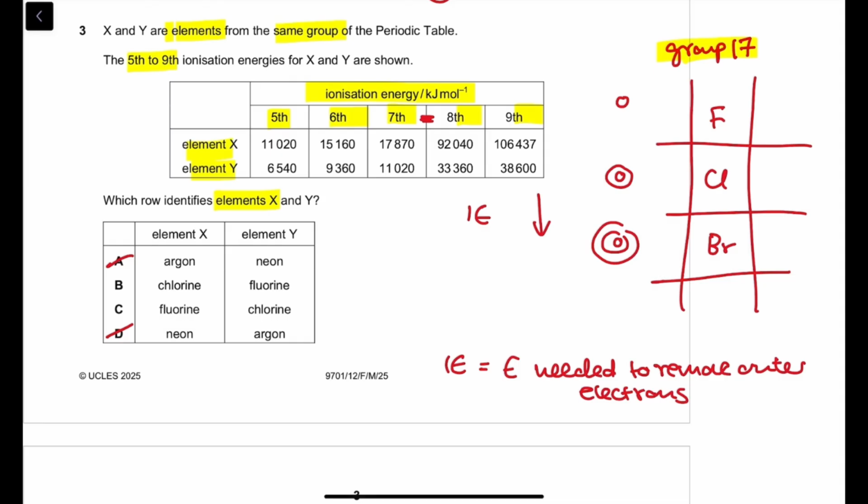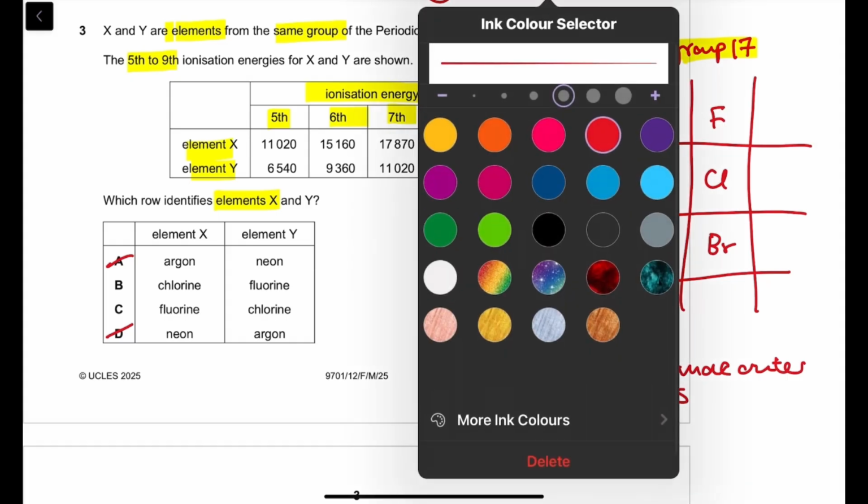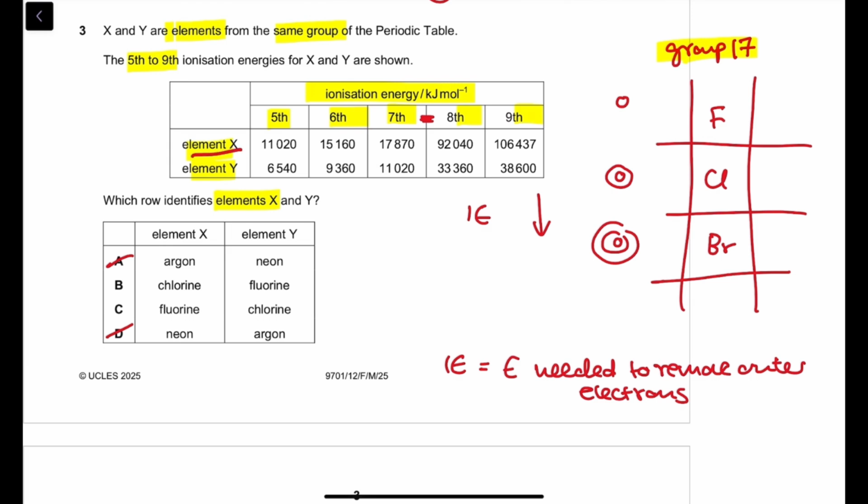Now it's asking us to determine whether it is fluorine or chlorine, which way round it is. So the big difference between element X and element Y is overall element X has higher ionization energies. Now, because they're both in group 17, we know that as we go down the group, our shielding increases. What this means is our outer electrons are going to be further and further away from the nucleus. There's going to be weaker forces of attraction as you go down the group.